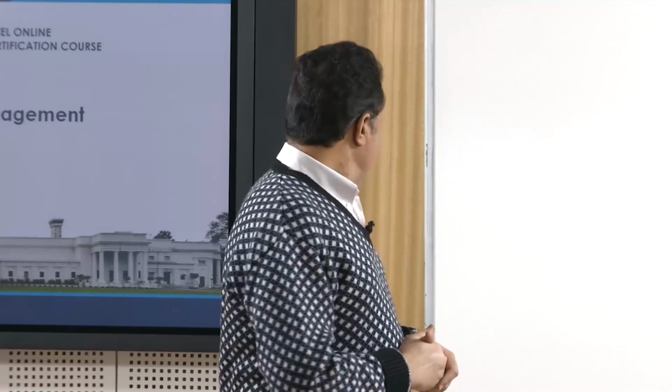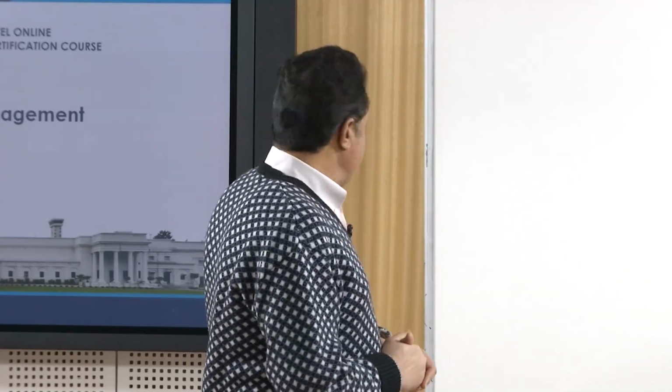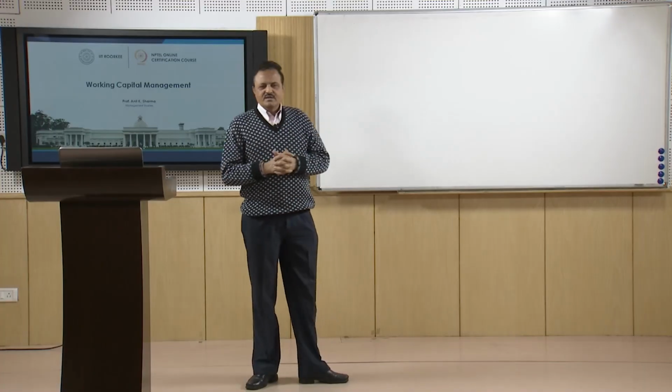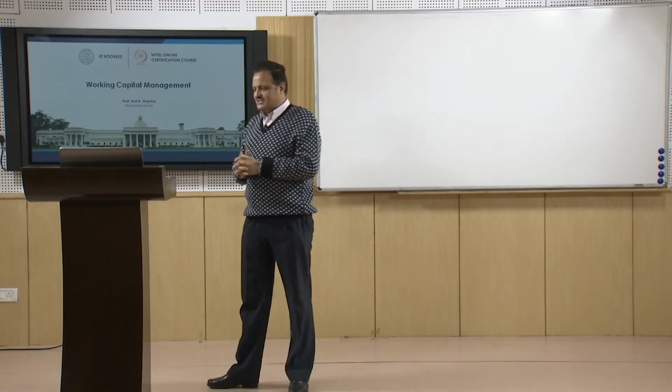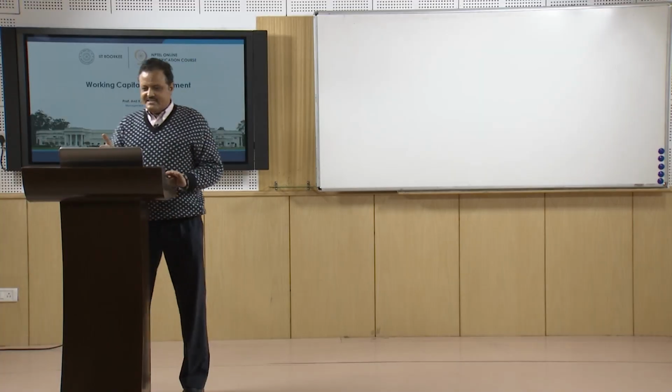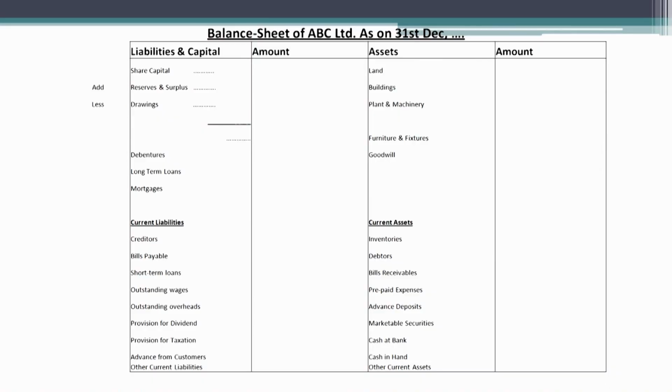If you talk about the total balance sheet of the firm, there are two important parts of the balance sheet, and here is the balance sheet of a company. If you look at the balance sheet of a company, you have on the one side liabilities and capital, on the other side you have assets, and we have divided this balance sheet into two parts. The upper part of the balance sheet deals with the long term part, and the lower part of the balance sheet talks about the current part or the short term part.